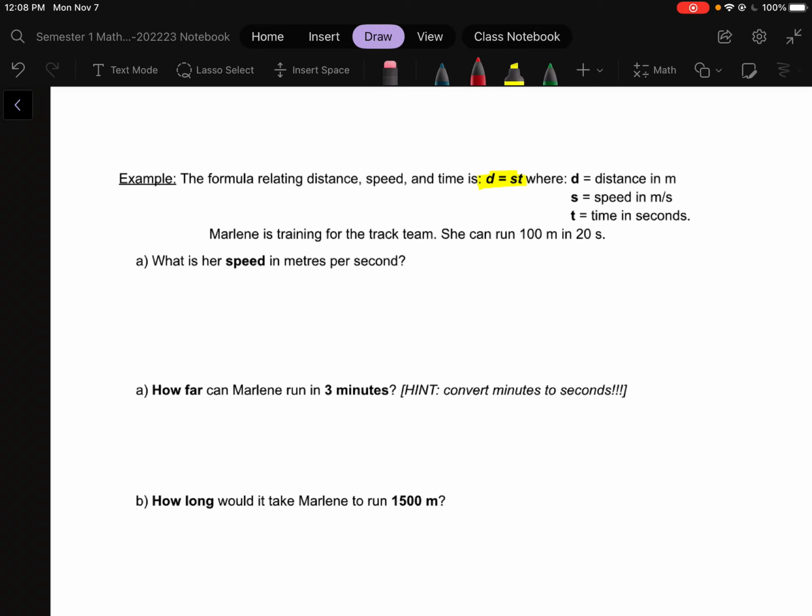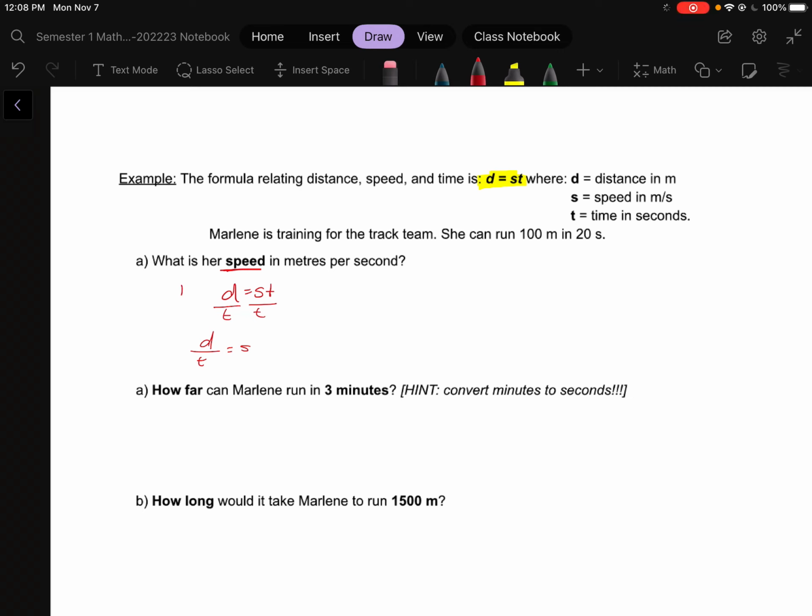So in order to do that, we're looking at speed, so we need to isolate S. So we have D equals ST. We have to divide out T on both sides. So D over T equals S, and that is going to be our formula.